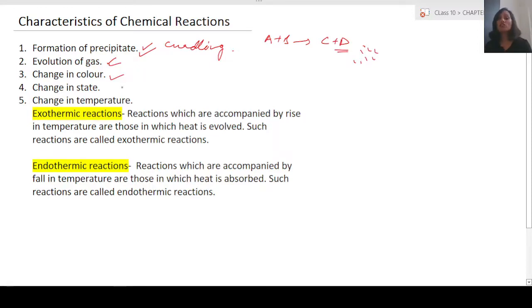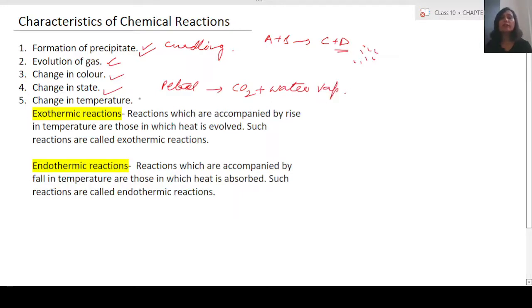Then there is a change in state, for example petrol. Petrol is liquid in nature, but it forms carbon dioxide gas along with water vapor, right? So there is a change in the state.